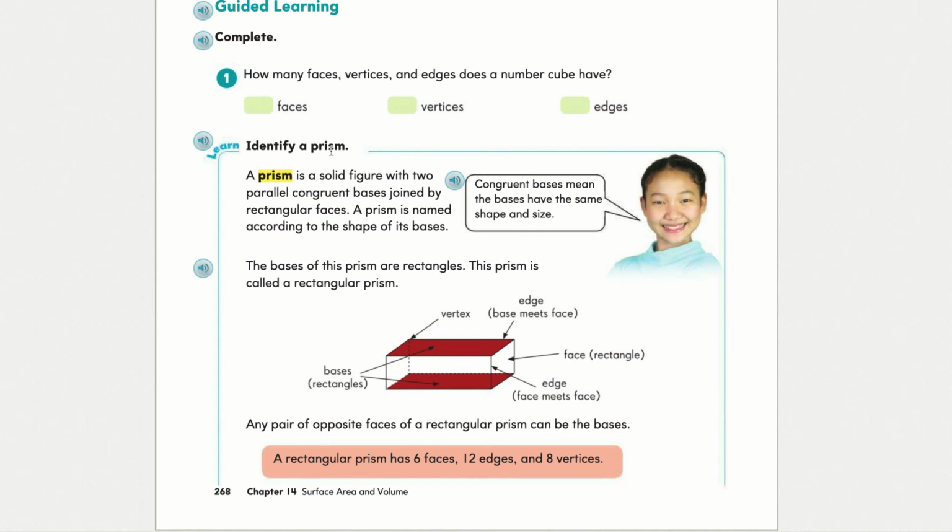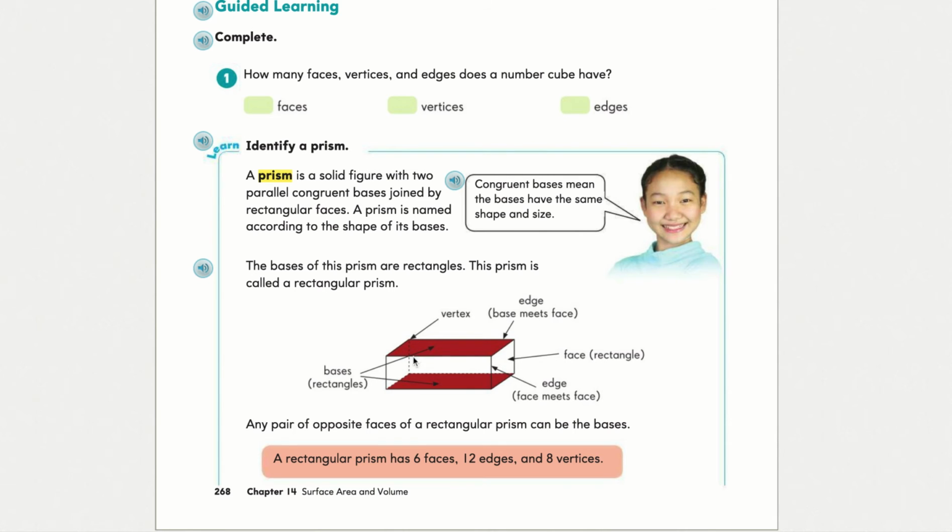Now we're going to look at identifying a prism. A prism is a solid figure with 2 parallel congruent bases joined by rectangular faces. So remember, congruent bases means that the bases have the same size and shape. You wouldn't have one of the bases be a larger rectangle than the other one, or you wouldn't have one base be a triangle and one be a rectangle. They're going to be parallel to one another and congruent, meaning they're the same size and the same shape. And they're joined by rectangular faces.